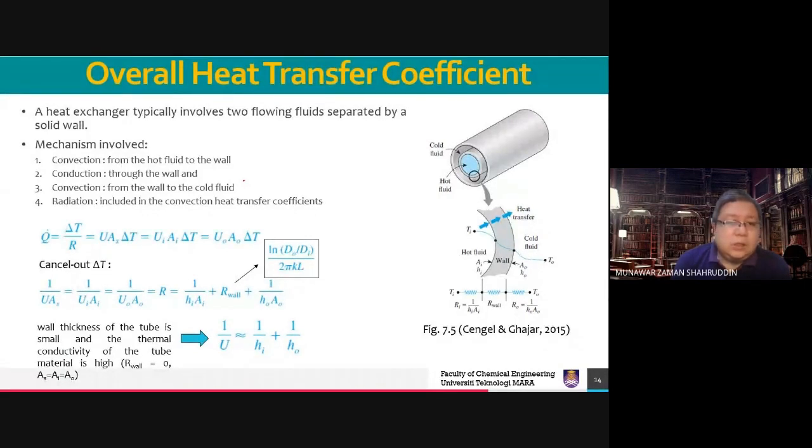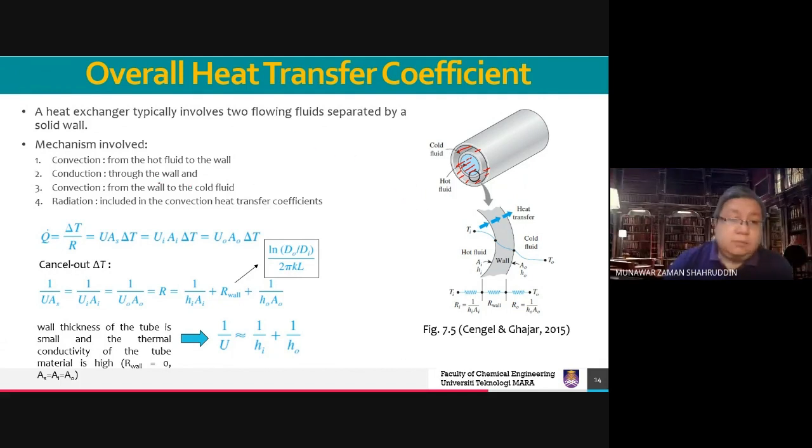So what you have is basically the convection here, the convection outside here, and also the convection inside. The outside we call the annulus, and inside we call it the tube. The outside, external, we call the shell.